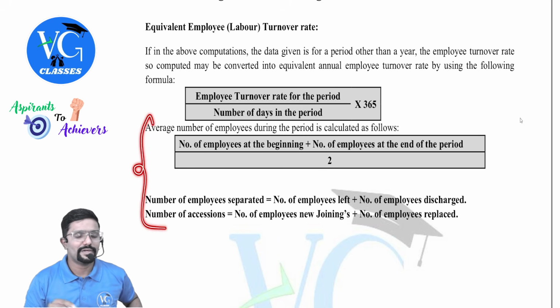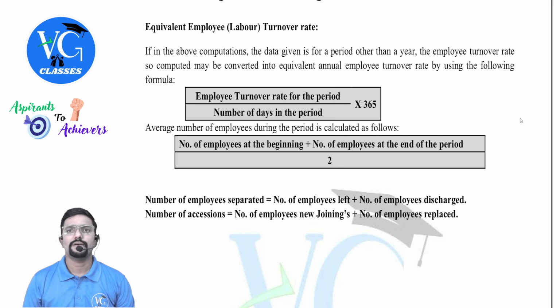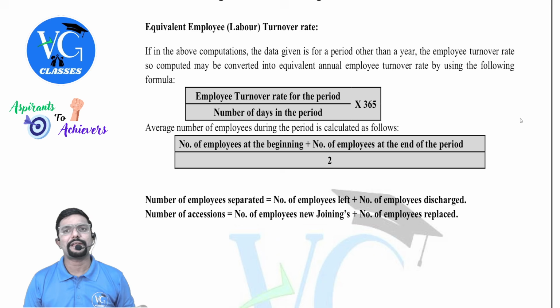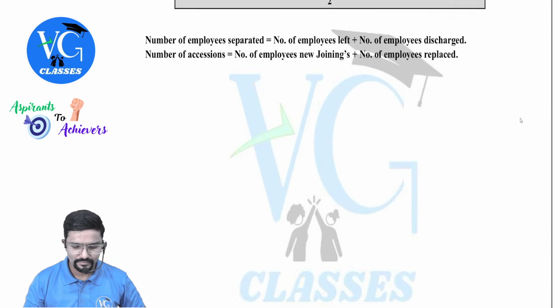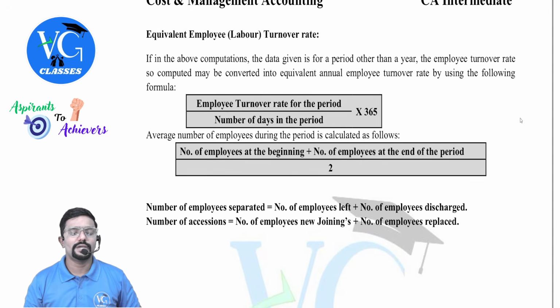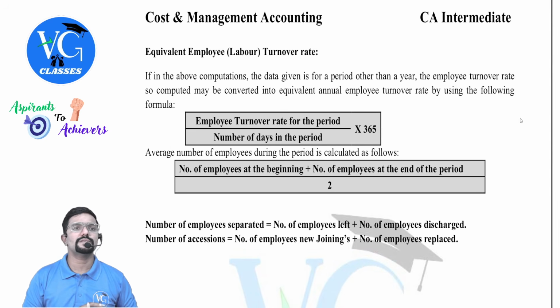This we have already covered. Denominator, average number of employees, opening plus closing, whole divided by 2, guys. This is all about labor turnover, guys. We have some questions on this. We will solve them. Come back to the question.